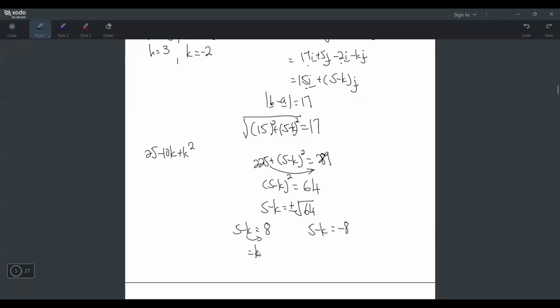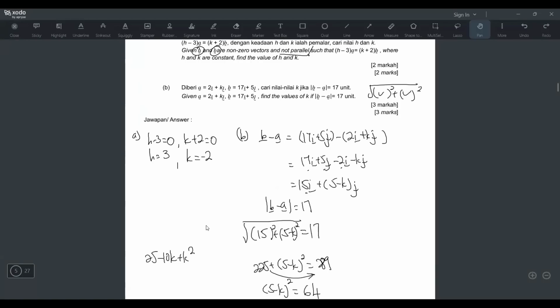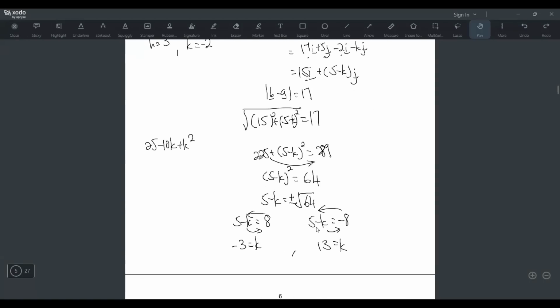The minus K hantar sini jadi positive K, 8 hantar sana jadi minus 8, 5 minus 8, negative 3, done. Do the same here, negative K pindah here jadi positive K, negative 8 pindah jadi plus 8, 5 plus 8 is 13, right? And this is your answer. K is negative 3 and 13, right? So they want to find values of K, right? So yeah, two answers also you have to take, right?